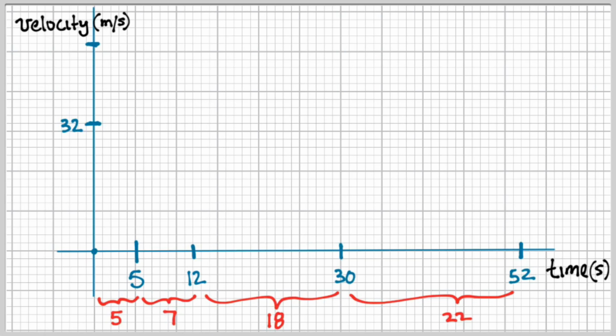But before we can start doing the problem that way, we need to make sure that we know what the final velocity is in the second part of the problem. Otherwise, we can't make an accurate graph. So the van goes for 5 seconds at 32 meters per second. Then it accelerates for 7 seconds.